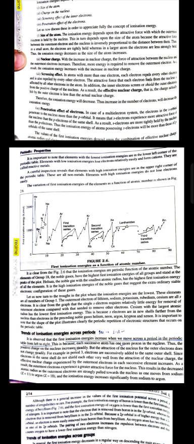The variation of first ionization energy of the elements as a function of atomic number is shown in the figure. It is clear from figure 2.6 that ionization energies are a periodic function of the atomic number. The elements of group 18, the noble gases, have the highest first ionization energies of all groups and stand at the peaks of the plot. Helium, the noble gas with the smallest atomic radius, has the highest first ionization energy of all the elements.